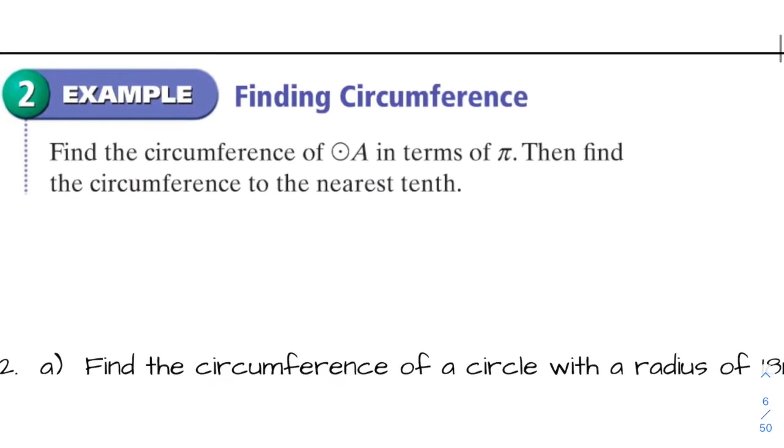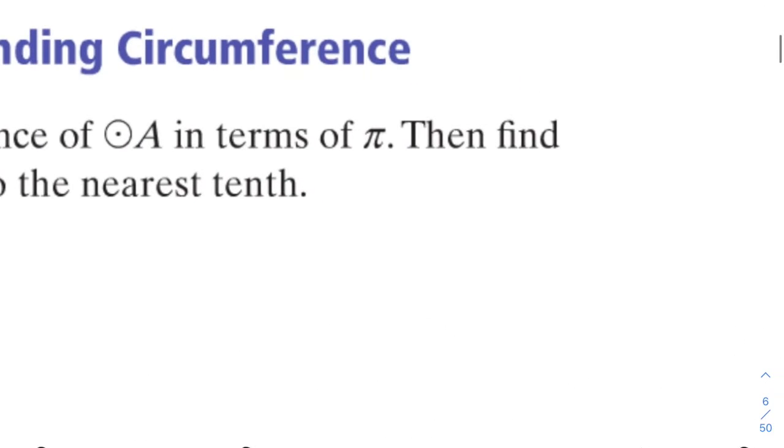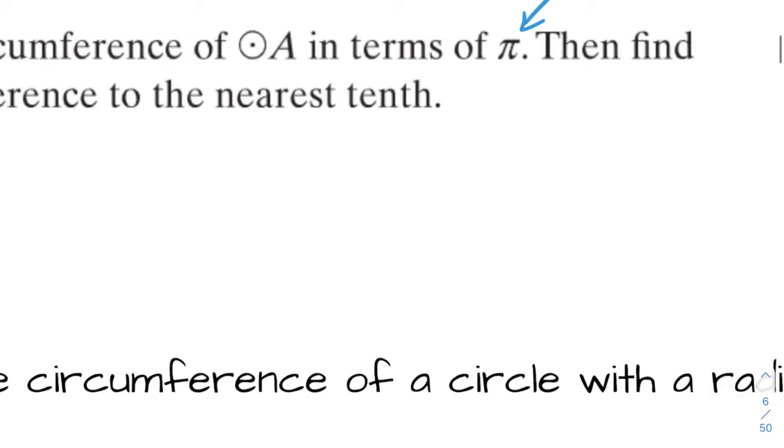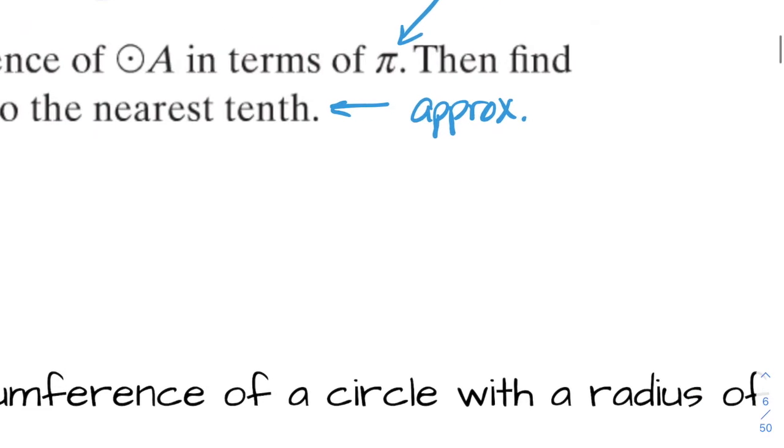Okay, finding circumference. Find the circumference of circle A in terms of pi, and then find the circumference to the nearest tenth. So in terms of pi is what we call an exact value, where the nearest tenth is approximate. And you guys are familiar with that from when we were using radicals.